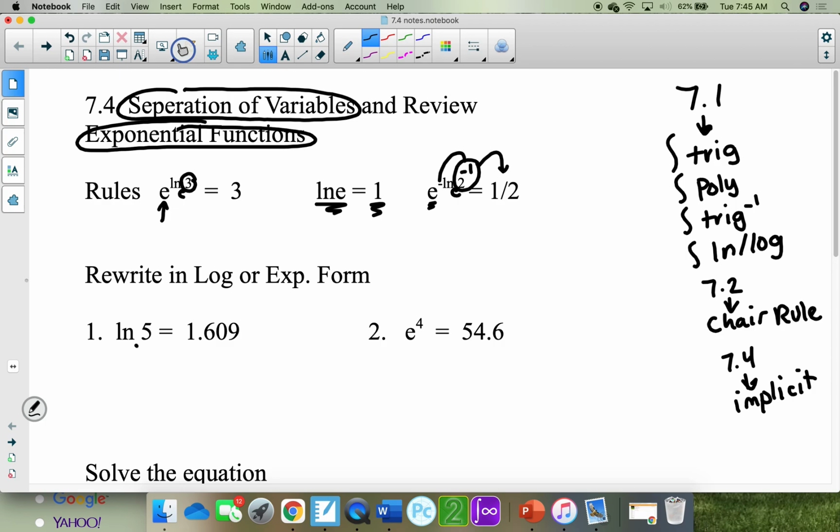The next rule is you can take this and put it into exponential form. So e raised to the 1.609 is equal to 5. Or you can write it in log form. The natural log, base e, of 54.6 is equal to 4. Usually you don't see the e in the problem.